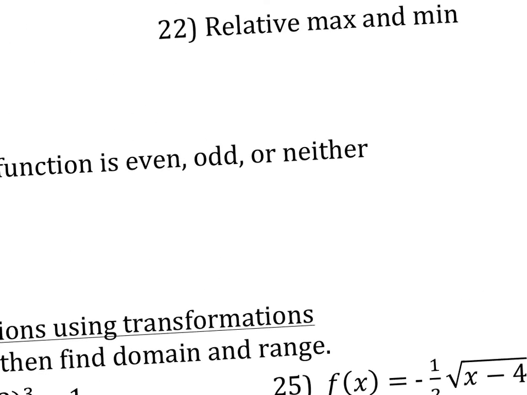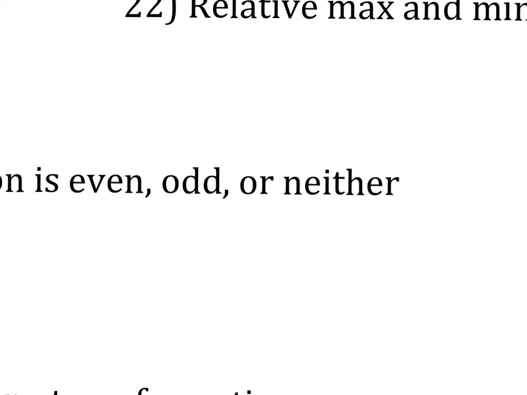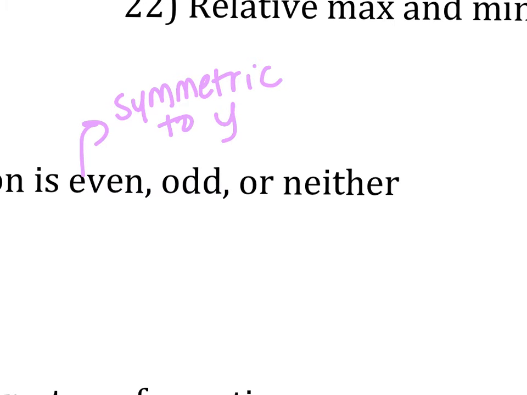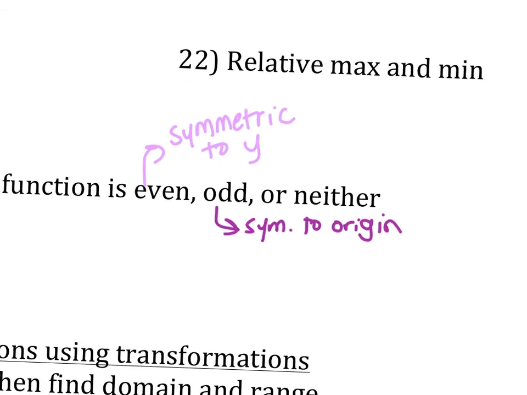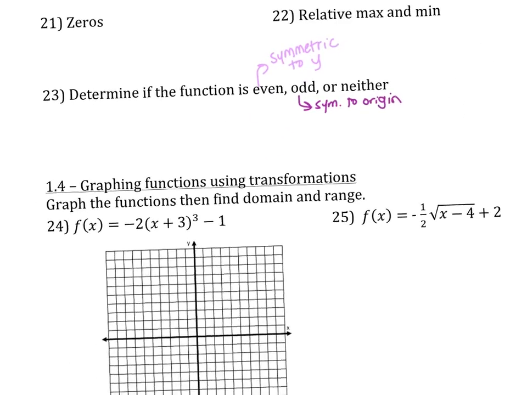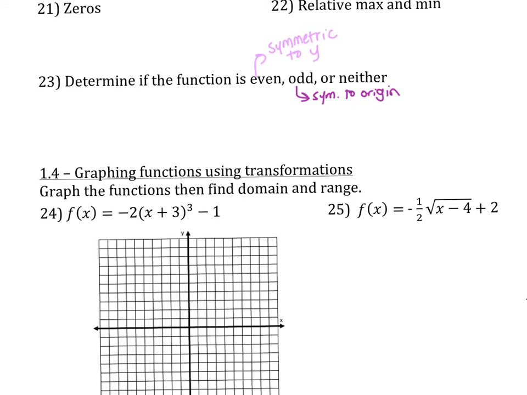And then even, odd, or neither. So how do I know a graph is even? Symmetric to the y. Good. How about odd? Symmetric to the origin. Good. And then obviously neither is neither of those. Questions on graphs of functions or identifying functions, Christian? Symmetric to the y, you have to plug in -x, right? Yeah, but you can do it from the graph. Just look and see if it would fold over. But yes, you can do it from the equation too. So the f of x is your y, and the x would get replaced.